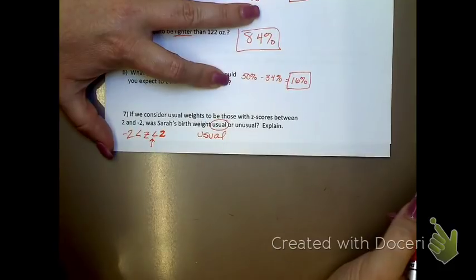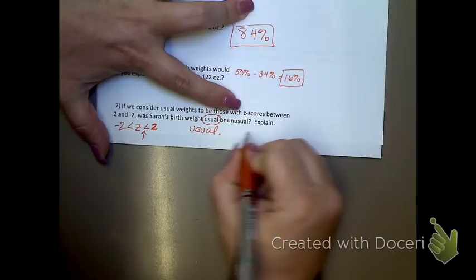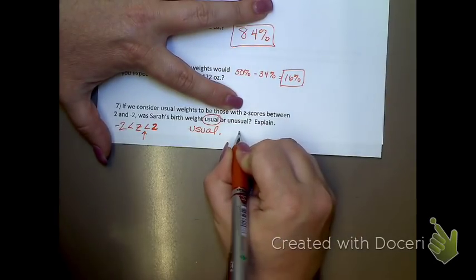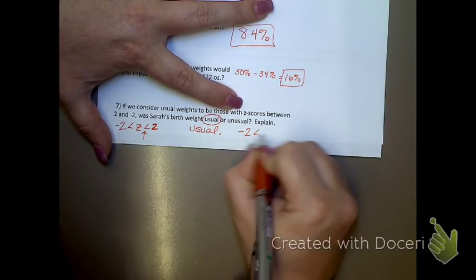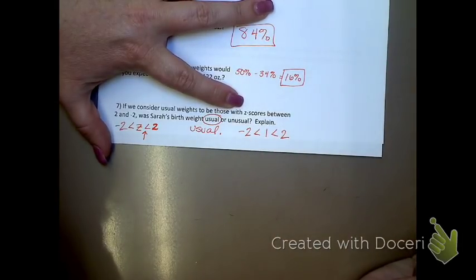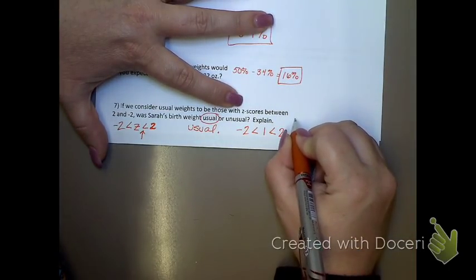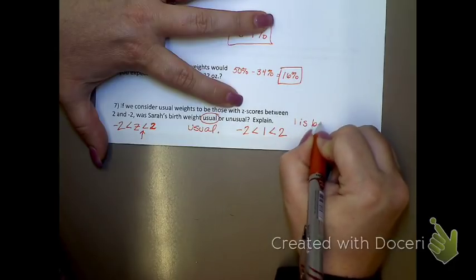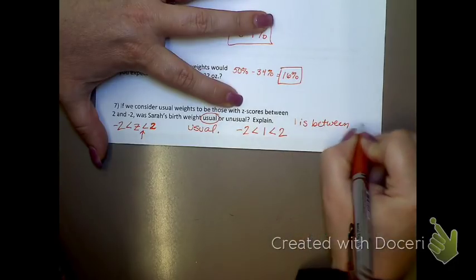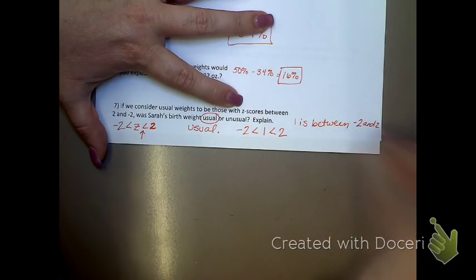So you have a question similar to this on your quiz. I want to see that word, either usual or unusual. And then you would say something to the effect of 1 happens to fit in that range of -2 to +2. Or you could even write it in sentence form. You could say 1 is between -2 and 2. Okay, but make sure you give me that word first. Okay? All right, moving on.